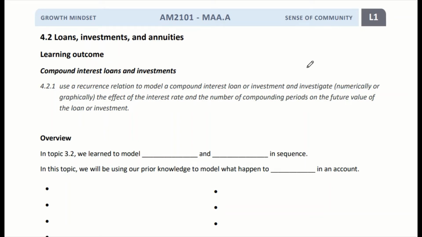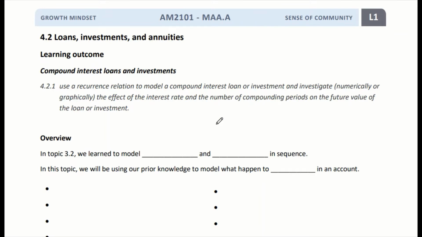Hi everyone, in this video we are starting the new topic, which is topic 4.2 loans, investment and annuities. This topic is sometimes called financial mathematics as well, because it's basically about how we apply mathematical knowledge to a financial situation.